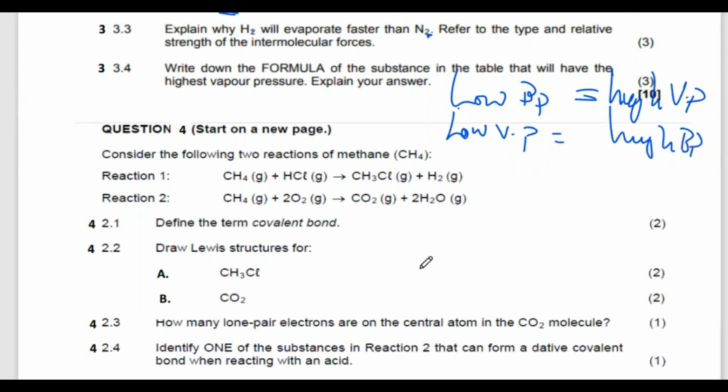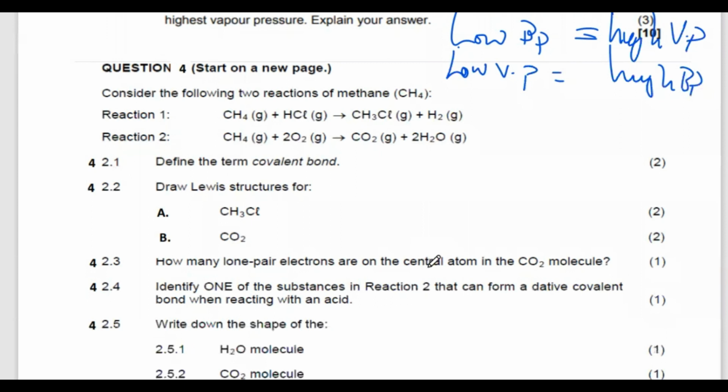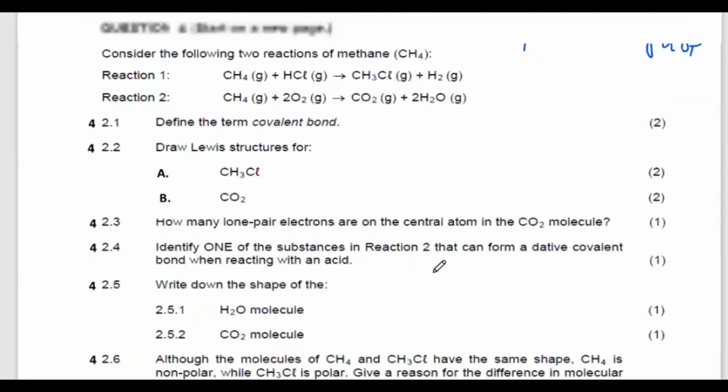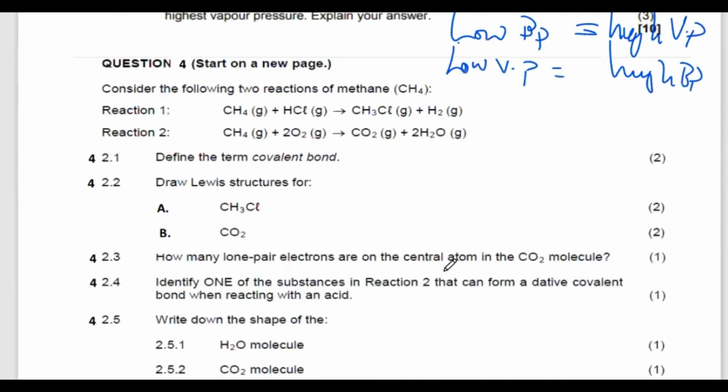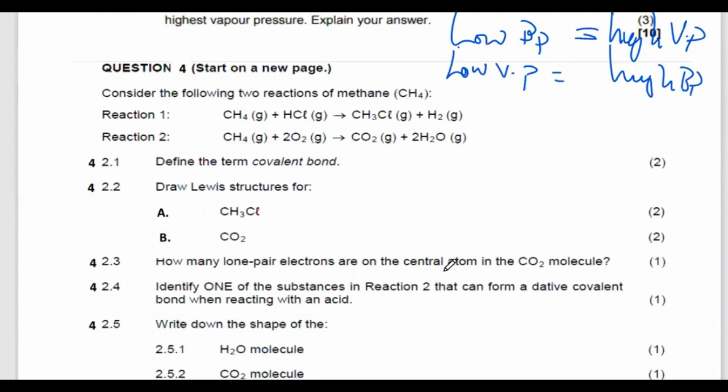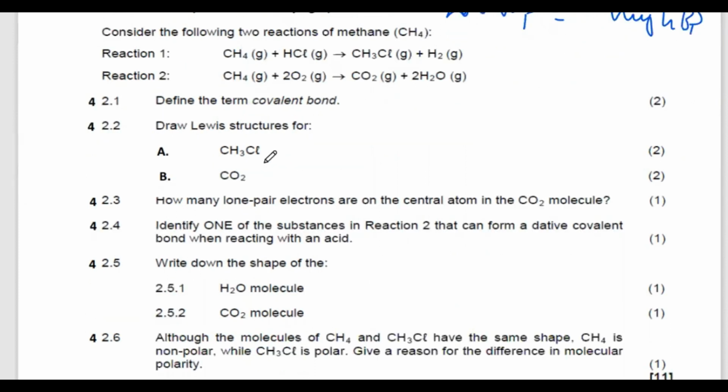Then we go to the next question. I think it's the last question, guys. They're saying, write down the reaction of methane. Define the covalent bond. What's the covalent bond? We said it's the type of bond which involves the sharing of electrons between two atoms. Then draw the Lewis diagrams of this.